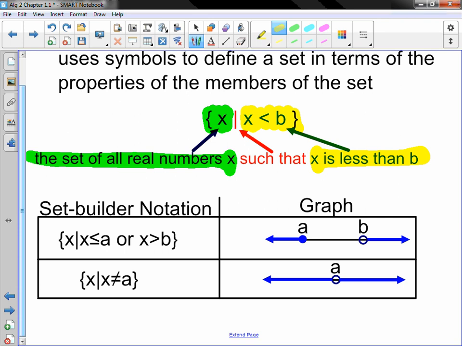Now the other one is for all real numbers x such that x is not equal to a. I think yesterday we used the number 6 for the last one. For all real numbers, x is not equal to 6, except for 6. And we wrote it kind of like that there. That's what it's talking about. So all real numbers, everything except for the number 6 or 4 or negative 4. So it's including everything except for that number. Okay.